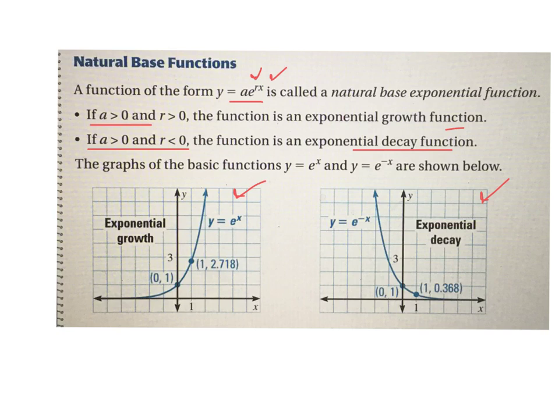Same stuff is true. Passes through 0, 1, usually, unless it's been shifted. We're going to plug in one more point. We'll plug in one past that one and see what happens with the graph to get a good idea what the graph looks like. But remember, positive exponent, growth, negative exponent, decay.